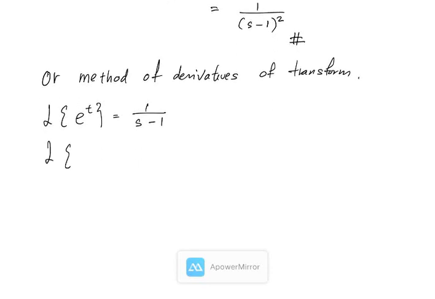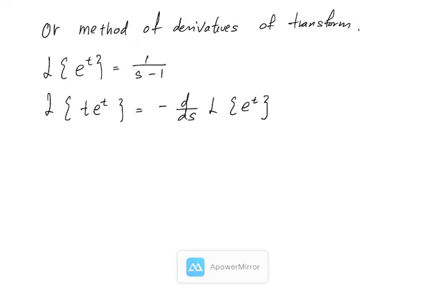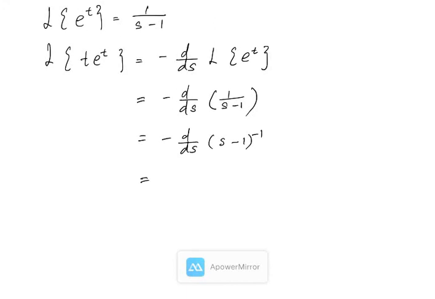And the Laplace transform of t e to the power t is equivalent to minus d over ds of the Laplace transform of e to the power t. So this is equivalent to d over ds of 1 over s minus 1. We bring up the s minus 1 to make the derivative easy: s minus 1 to the power of minus 1. Then we can differentiate it, so we get minus 1 times s minus 1 to the power of minus 2.